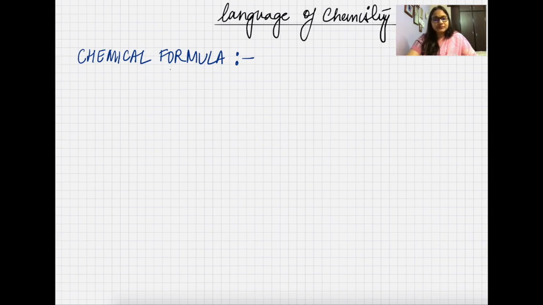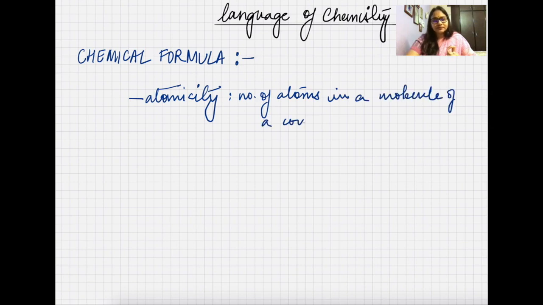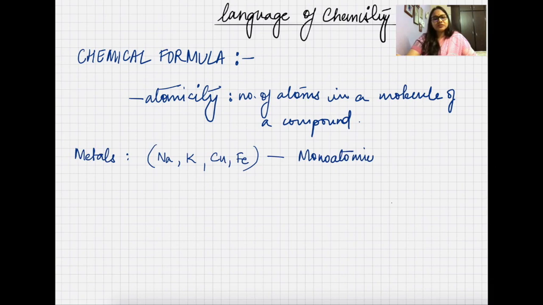What does atomicity mean? Atomicity, as you have studied in your class 8, is the number of atoms present in a molecule of a particular compound. For example, the atomicity of most metals is 1. Why? Because metals can exist as a single atom. So if the atomicity of any substance is 1, then you call it a monoatomic substance. All metals like sodium, potassium, copper, iron, all of these are monoatomic.